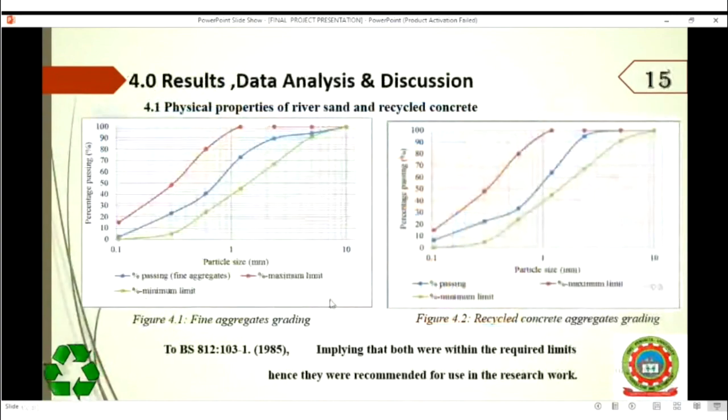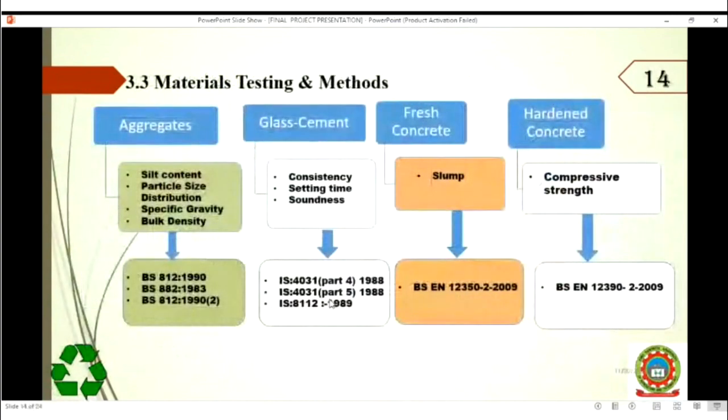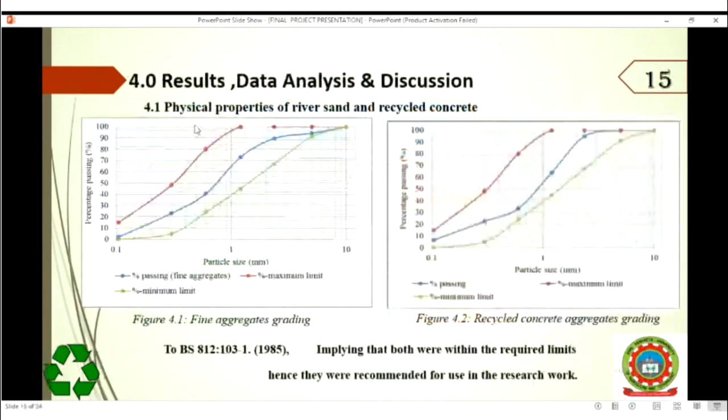Materials testing. In aggregates, we did silt content, particle size distribution, and specific gravity. On glass and cement, we did consistency, setting time, and soundness. On workability, we did the slump test, and on concrete, the compressive test.